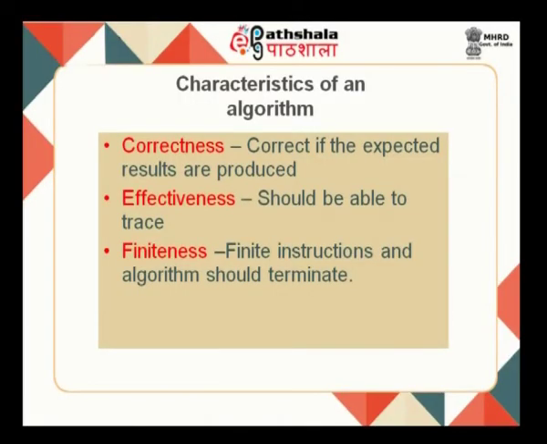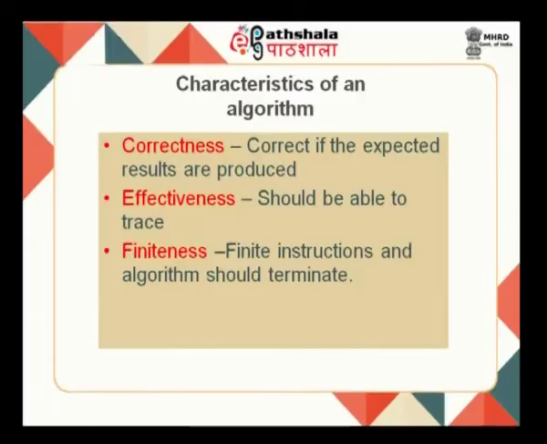Correctness. Correctness is the first major requirement of any algorithm. Algorithms are supposed to produce the expected output. The output should be as expected. If it is not so, there is no purpose of writing this algorithm. So, correctness is the primary necessity of any algorithm.